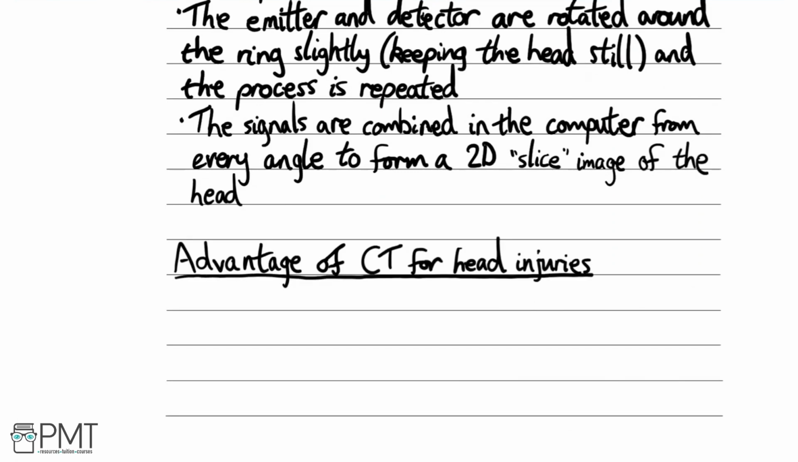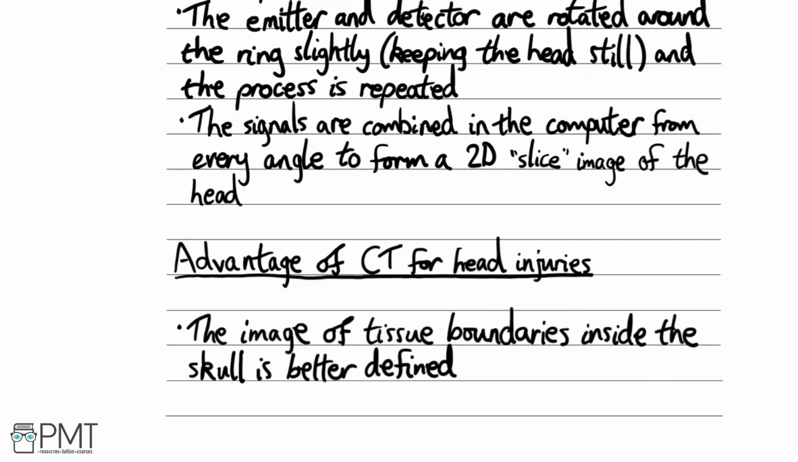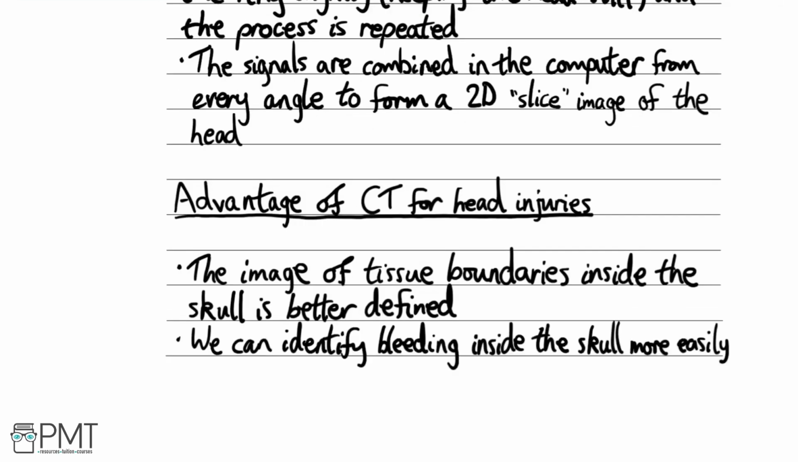So the first thing to say is that the tissue boundaries inside the skull have a better defined image. And what that will then mean is it's easier to identify bleeding inside the skull because we can see where those tissues are broken. So that covers it for advantages of CT scans for head injuries.